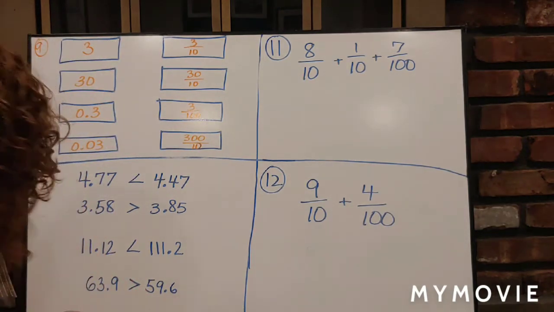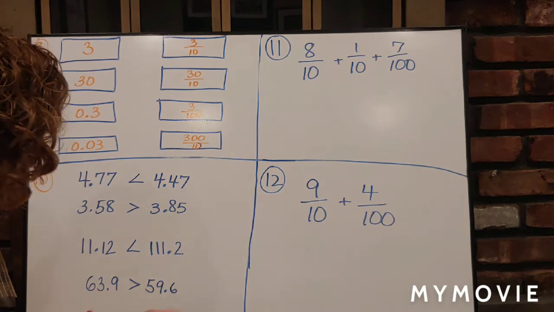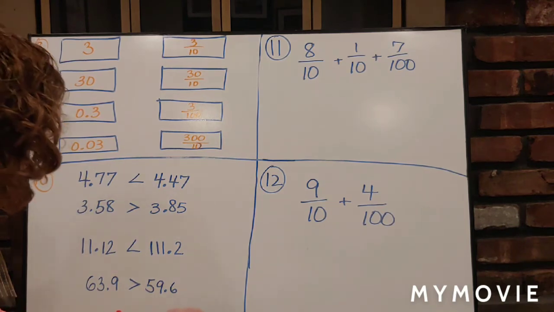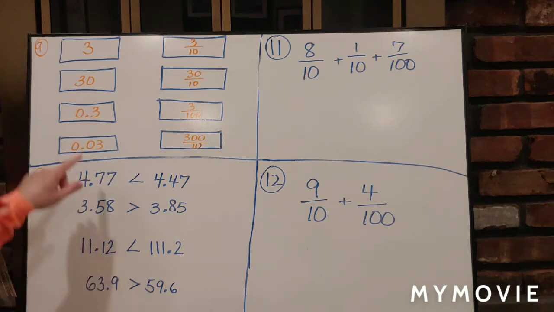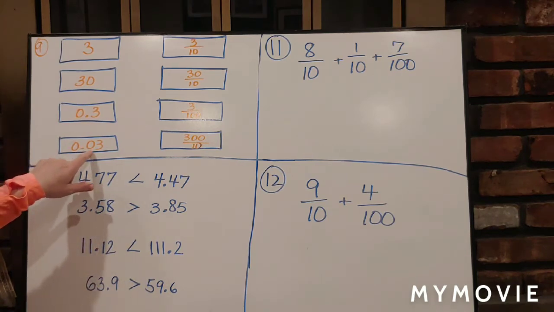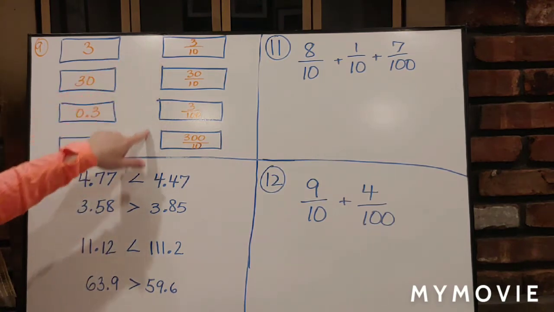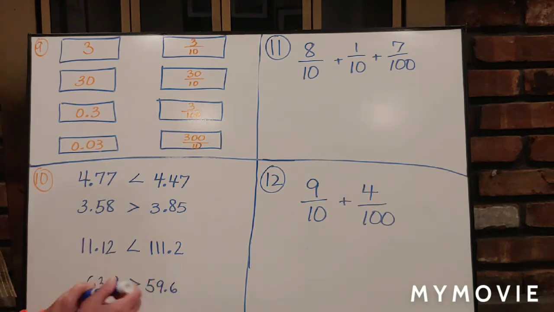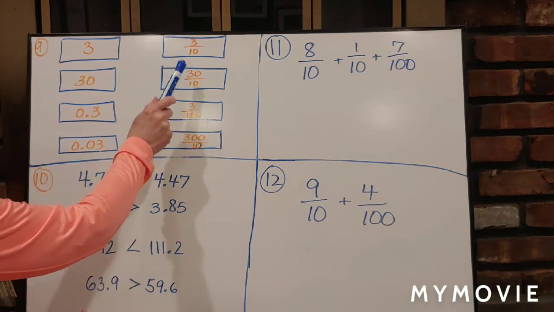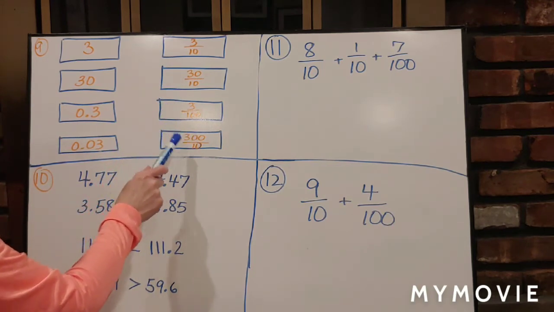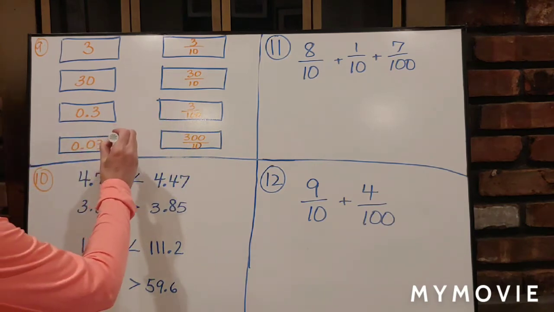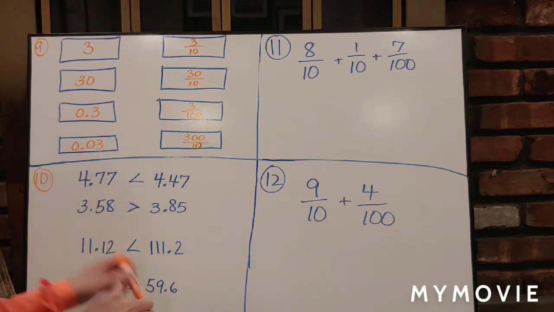Alright, we're up to number 9. So let's look at our paper. Number 9 says, draw a line from each decimal to its equivalent fraction. Let's start with something that's pretty easy. This is a decimal, and it says 3 hundredths. So let's find 3 hundredths over here. So this is our first.